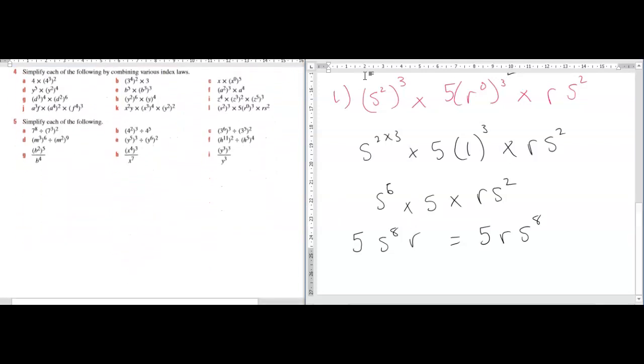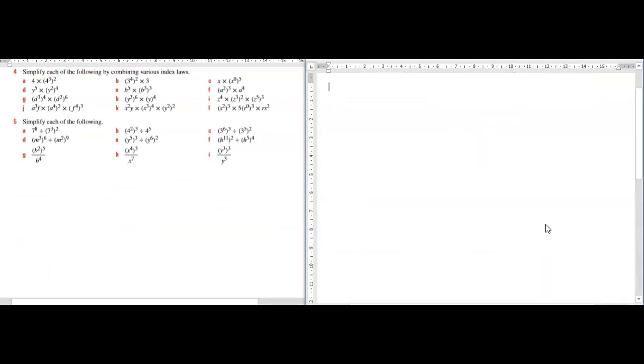Okay, let's do question 5, and we'll end the video. Okay, so for question 5, again, we're using a variety of index laws. So let's start off with A, usually the easiest one. Okay, I prefer to write a division like this. So we're going to have 7. Now at this stage you should be writing straight away 3 times 2 is 6. And so this 6 cancels out with that and gives us a 2. So we're going to be left with 7 to the power of 2.